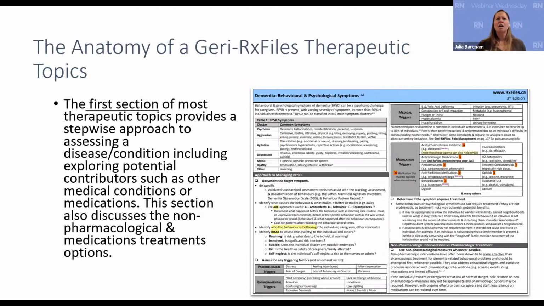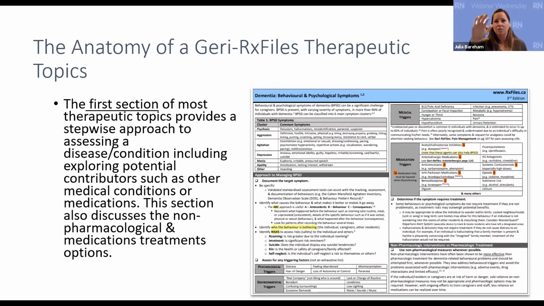So this is more of a stepwise approach to assessing a disease or condition, looking at things that might be contributing to it, like other medications or other medical conditions. Of course, we talk about the non-drug options as well as the drug options in this older adult population. And this was designed more so for a long-term care environment, meant to be supportive to special care aides, LPNs, RNs, nurse practitioners, and physicians.